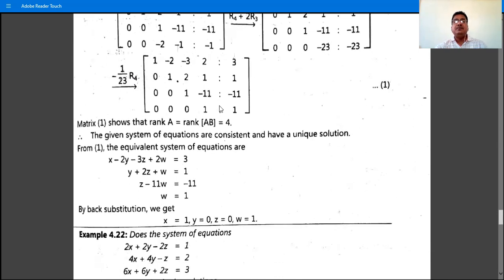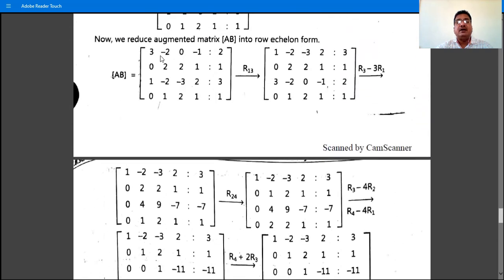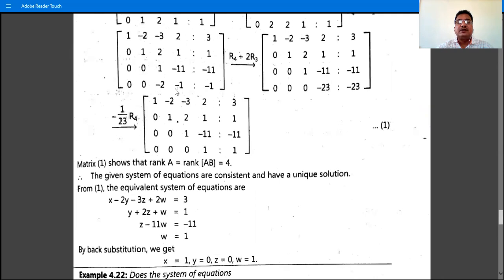Okay. And if we observe the rank of A, delete the last row and observe only this matrix. We know that the rank of a matrix is the number of non-zero rows in its echelon form. So this is an echelon form of the whole matrix AB, and up to this one is the echelon form of the matrix A. So what is the rank of A? Rank of A is 4, because the number of non-zero rows in the echelon form of matrix A is 4.